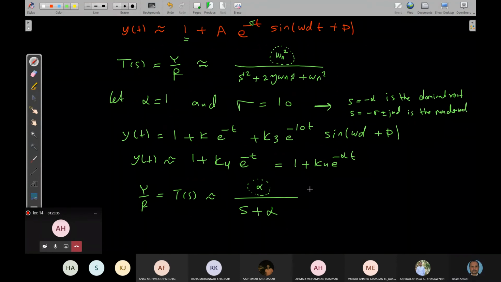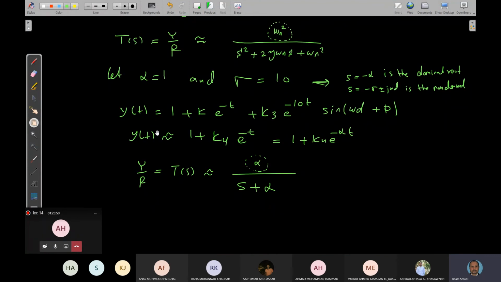Now, in general, I need to set a value for dominant and non-dominant. Otherwise, any system will be approximated to a first order system. This one we will discuss later in the next lecture. Now, do you have any question?